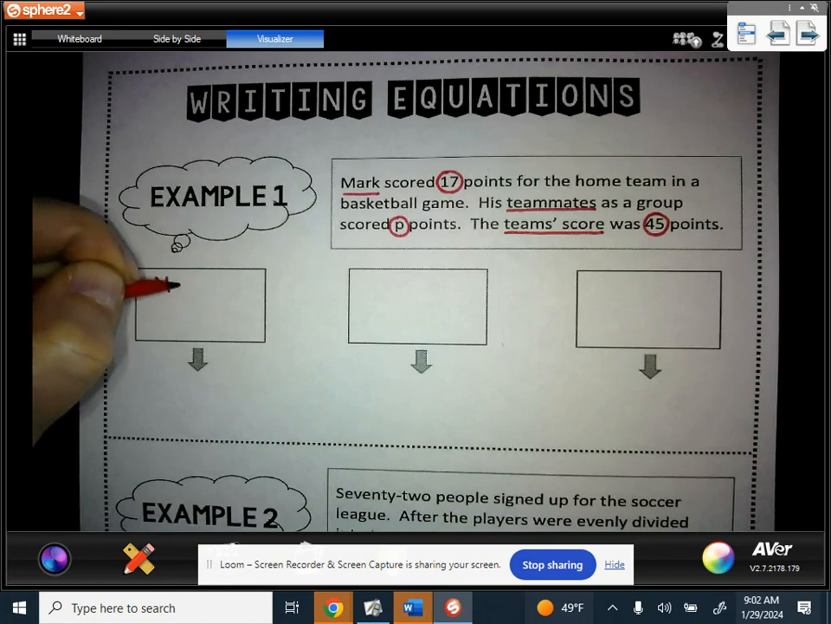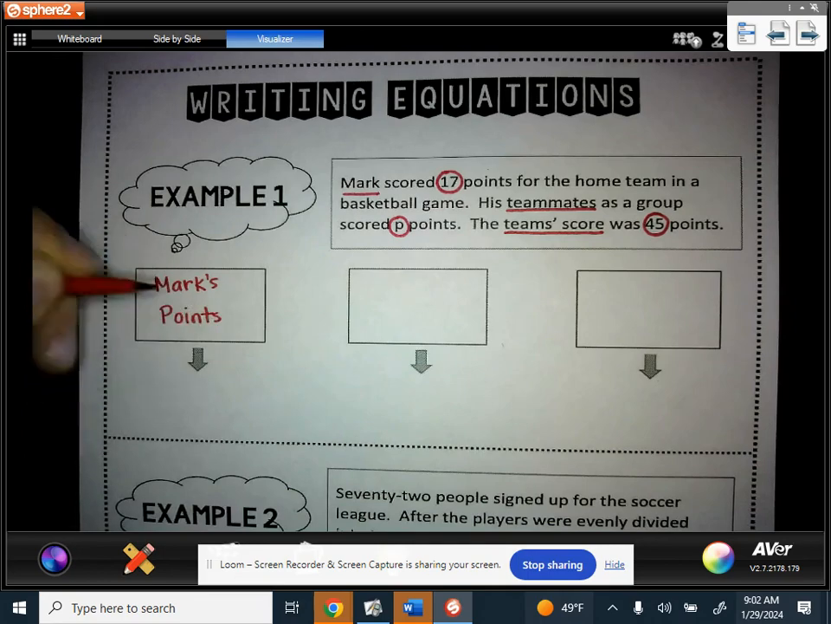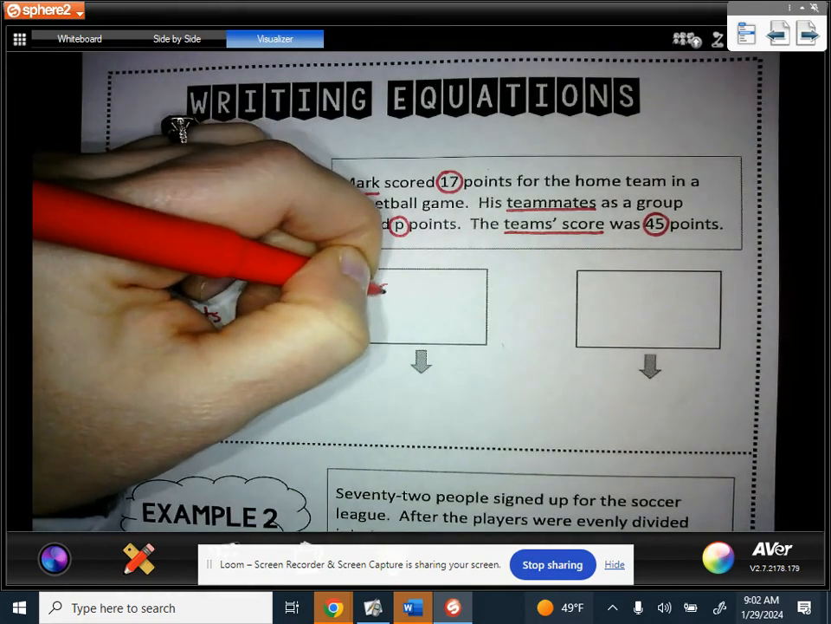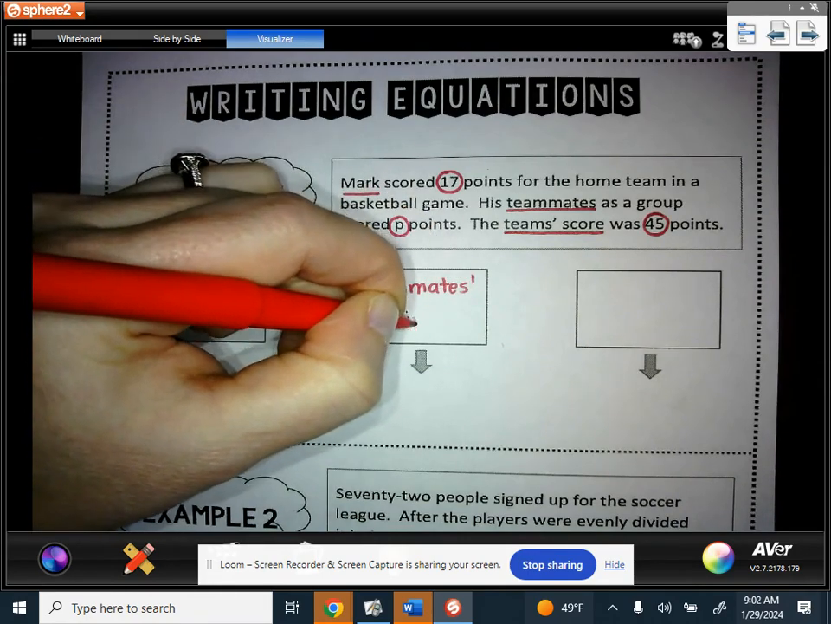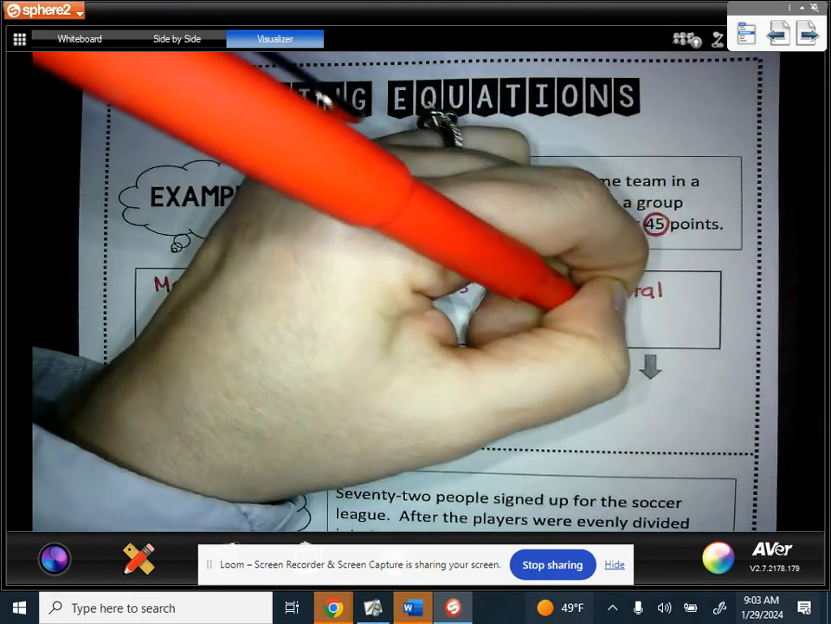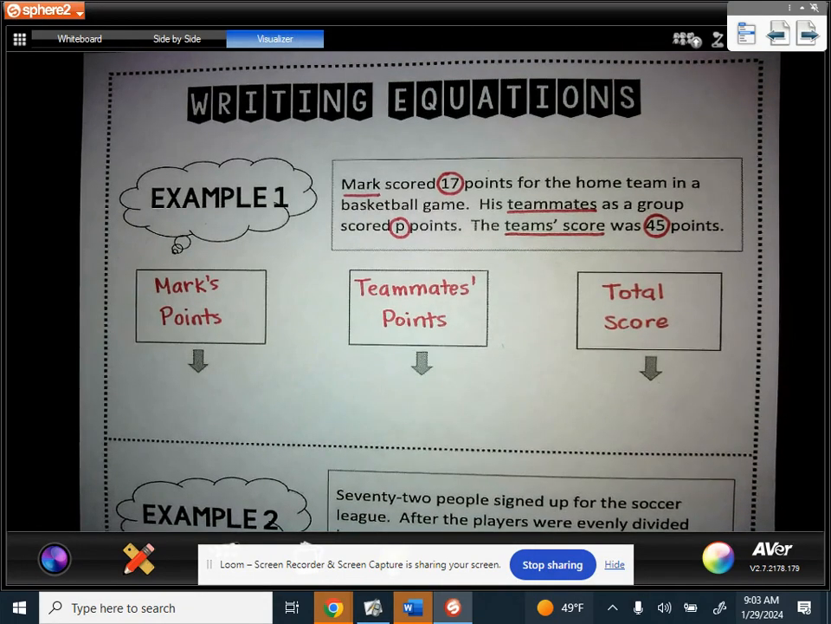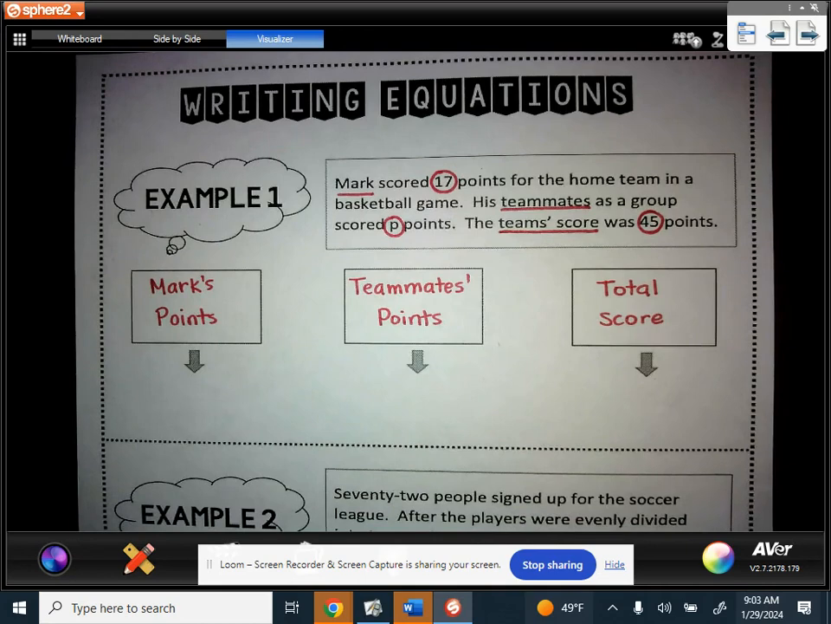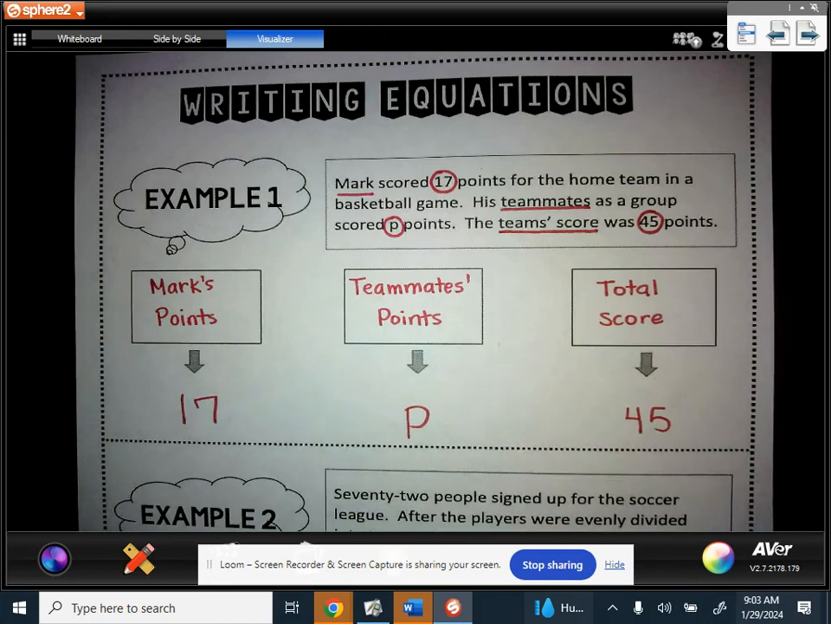So we're going to look at a few things here. We're going to look at Mark's points. We're going to look at the rest of the teammates' points. And then we're going to look at the total score. So to turn this into an equation, we have the 17 points that Mark scored. We have the P points that the rest of the teammates scored. And then we have the total score of 45 points.